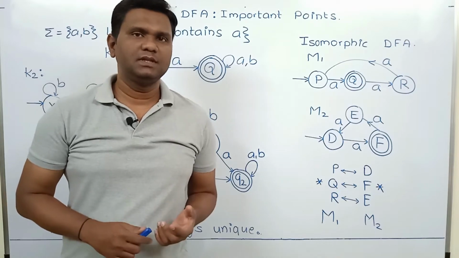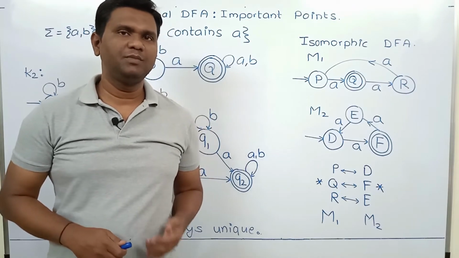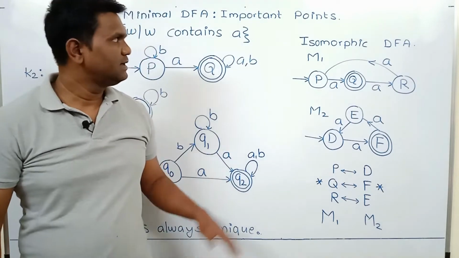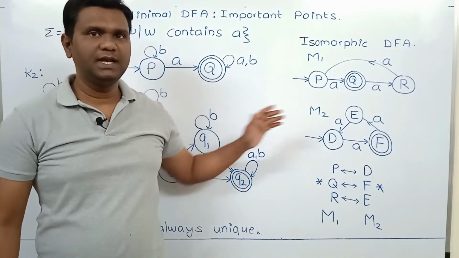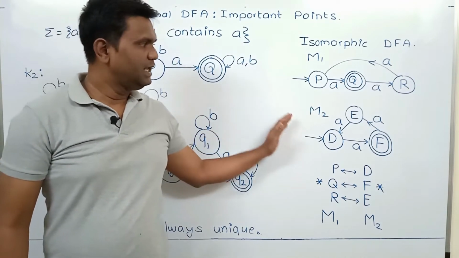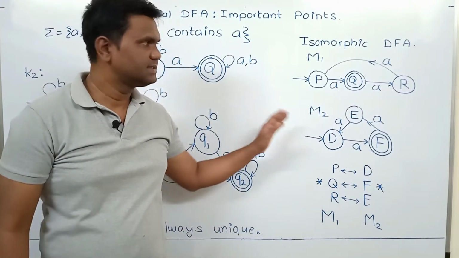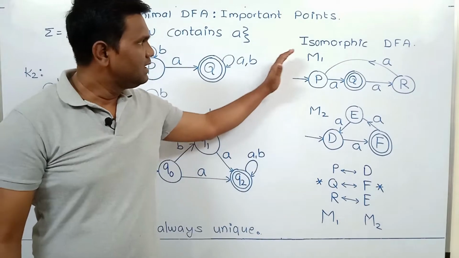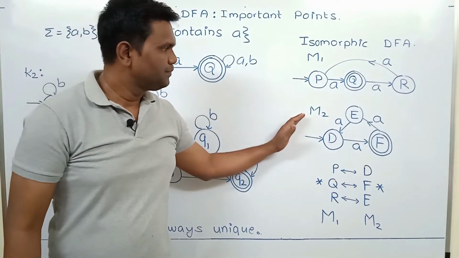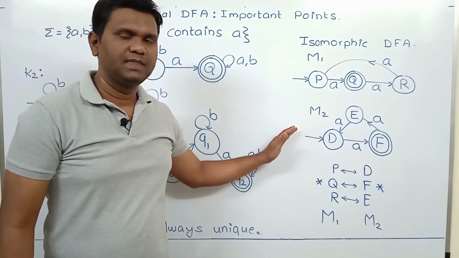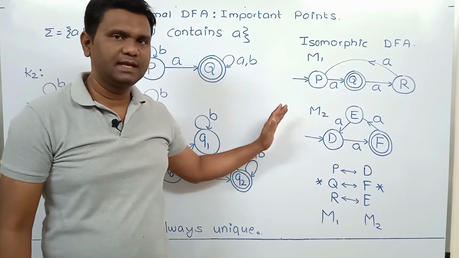In this lecture, we will study some important points related to minimal DFA. But before that, let's understand what are isomorphic DFA. Isomorphic DFA are exactly the same DFA. The only difference is that states are named differently. DFA M1 and M2 are isomorphic DFA. They recognize the same language. They are the same DFA.